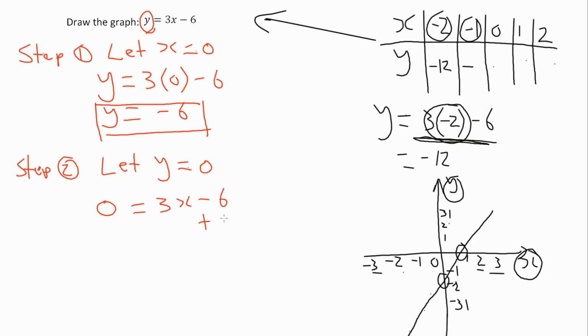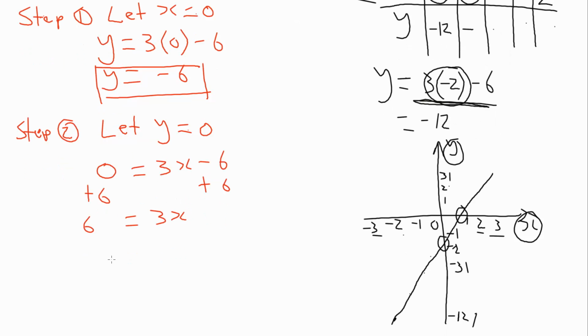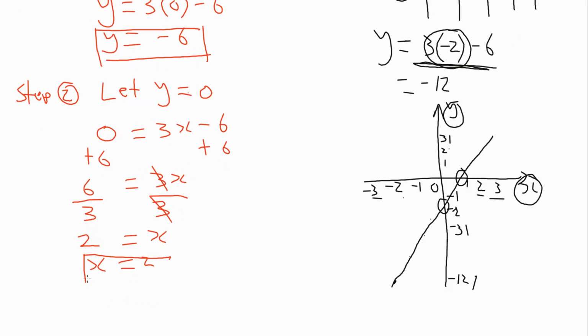So +6 and +6, which becomes 6 equals 3x. And then to get rid of the 3, since it's 3 times x, the opposite of that is divide. So I'm going to divide it by 3. Same thing here, divided by 3. So 6 divided by 3 is 2, equals, and the 3 and 3 cancel each other out, x. So x equals 2. And that is my second value. So now I've got up here y equals -6 and x equals 2.